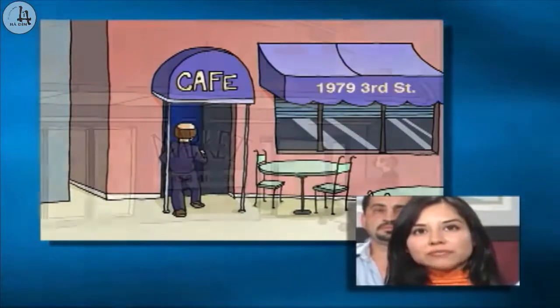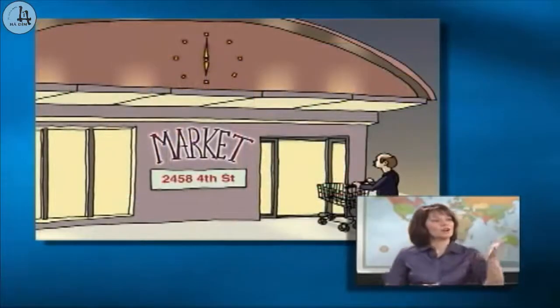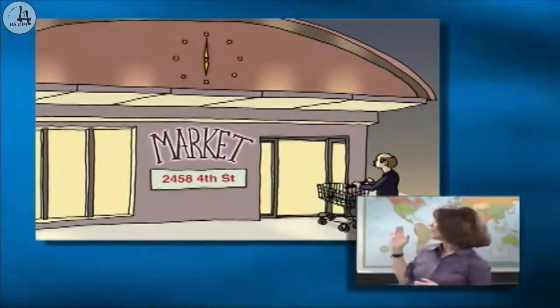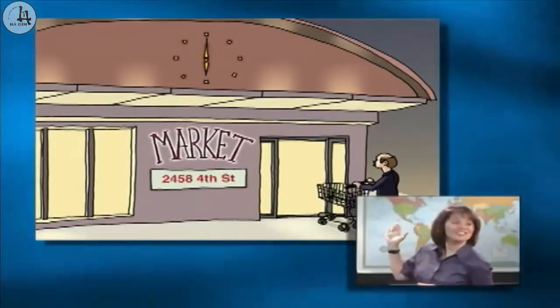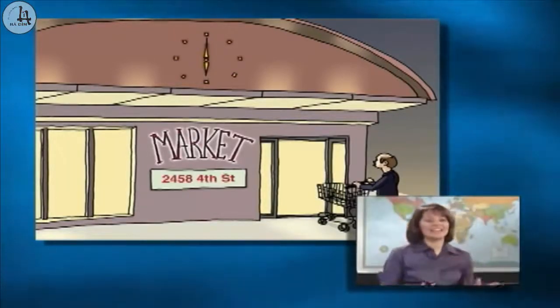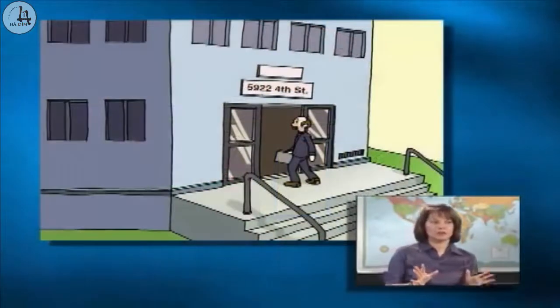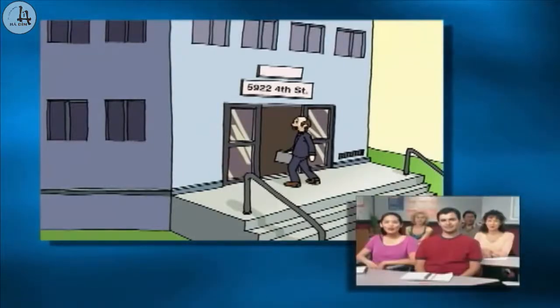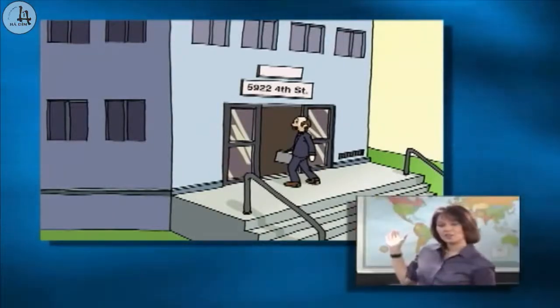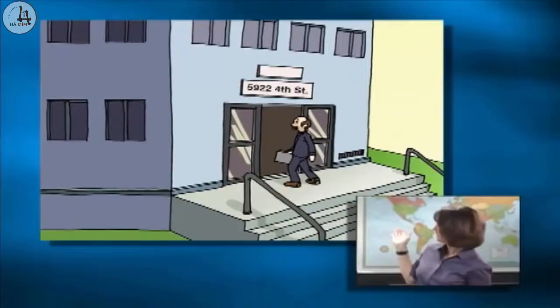1979 3rd Street. Good. Shagrash, what's the address at the market? It's 2458 4th Street. That's right. You're all doing an excellent job. Let me ask you some other questions. Where's Bob? Is he at home or at work? He's at work. What's his address at work?